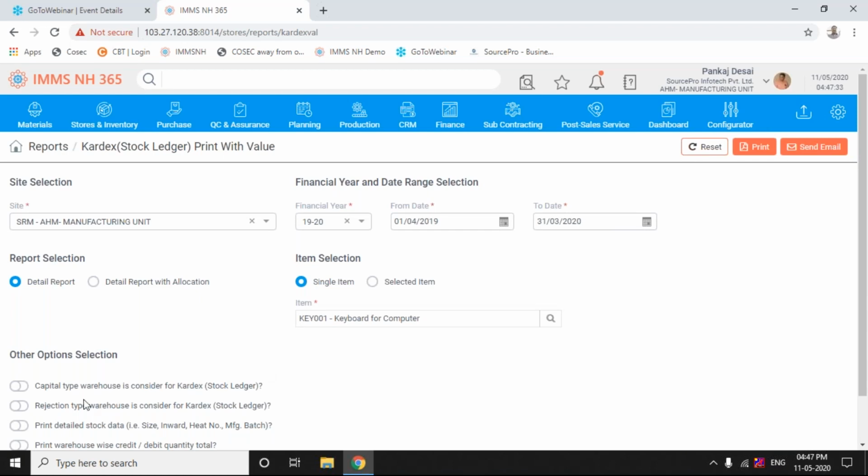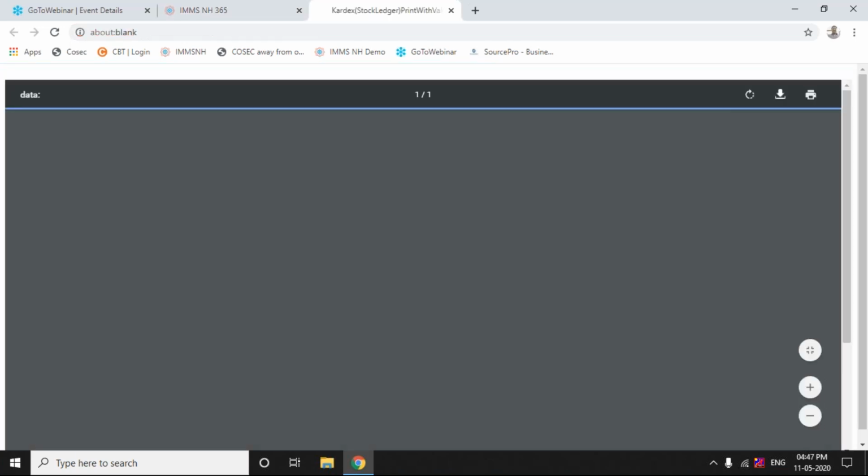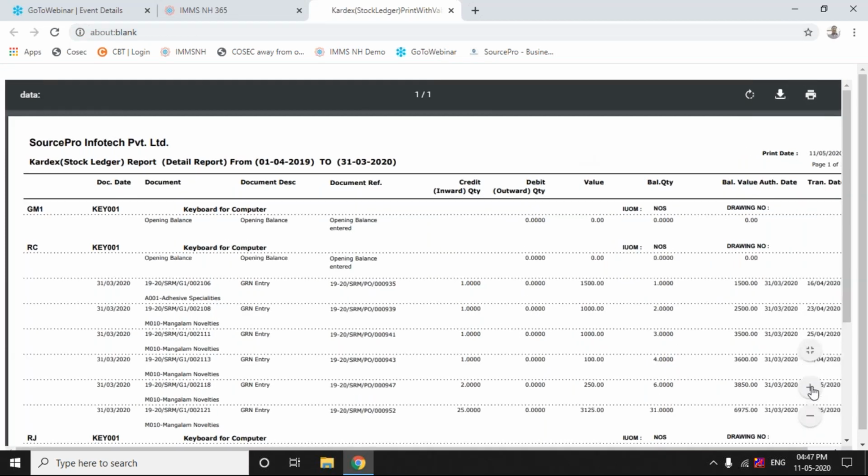Include rejection as well. Right, right. So as you can see, RC is the receiving warehouse, and the GRN that we were talking about.